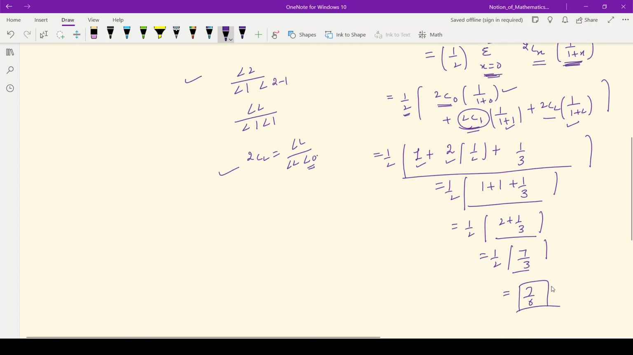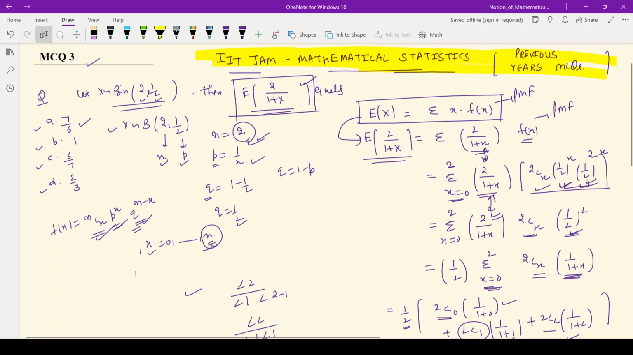So ultimately it will be just like this expression, and on evaluating it, in a very simple process, the value will be 7 by 6, and it is one of the options given in the question. Yes, it is option number A. So A is the correct option here.